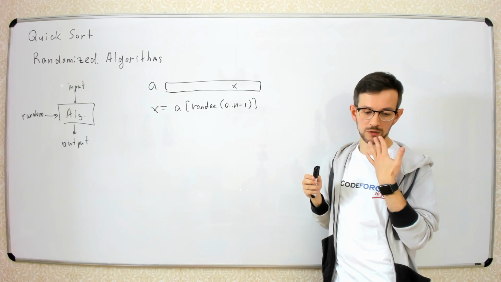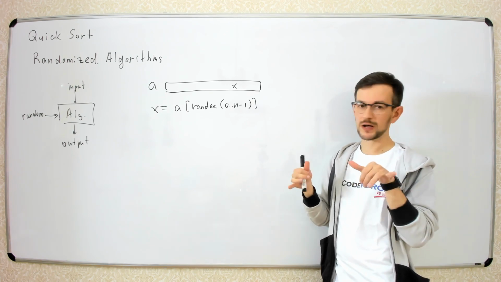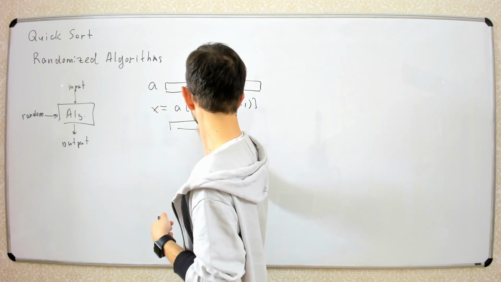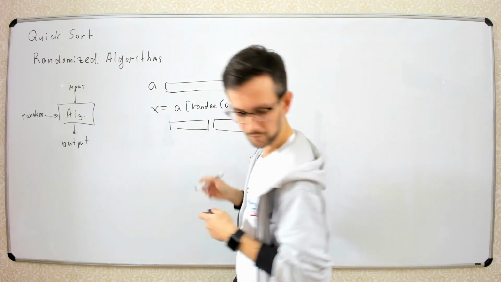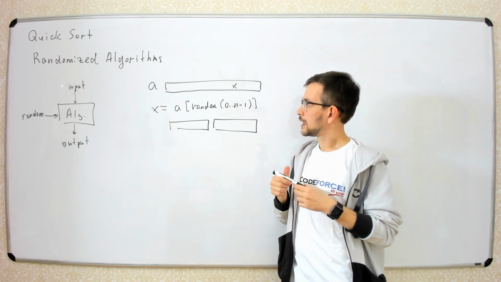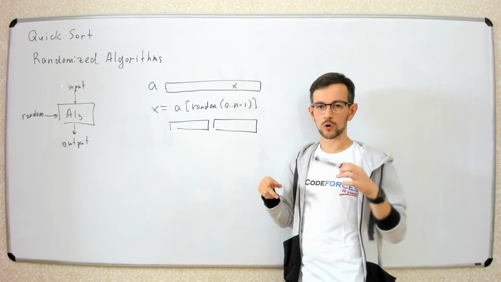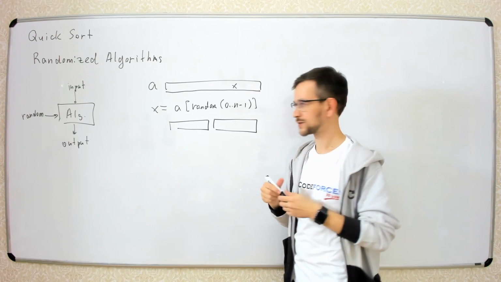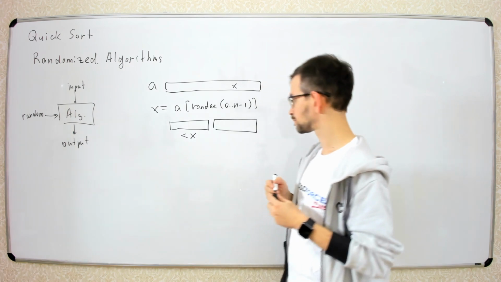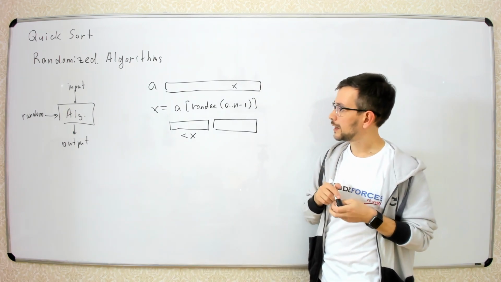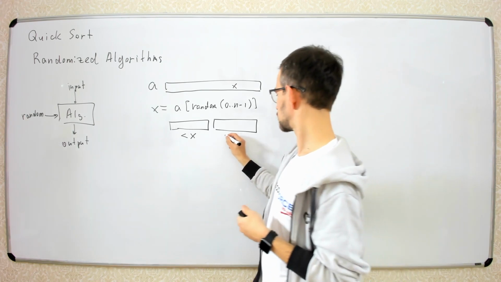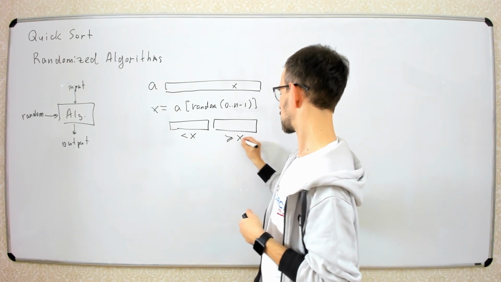And then we'll split the array into parts. Left part and right part. In the left part, we will put all elements which are less than x. So we'll put all elements less than x in the left part. And in the right part, we'll put all elements which are greater than or equal to x.